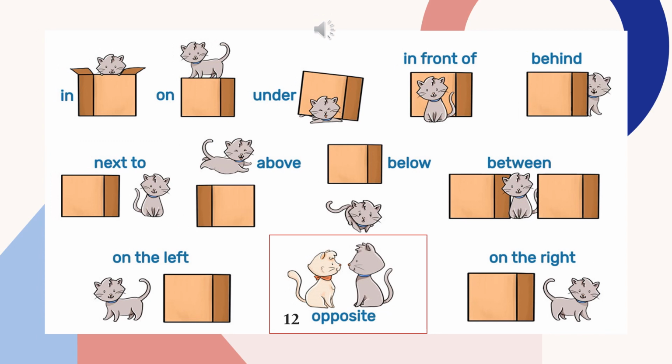Last preposition is opposite. It's very simple. Here you can see the two animals facing each other. But one is facing the right direction, whereas the other one is facing the left direction. So whenever two things are face to face, we use the preposition opposite.